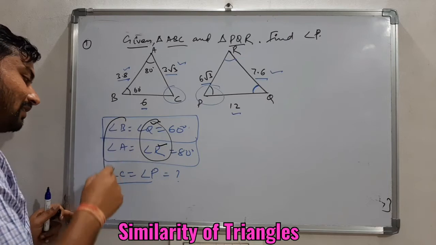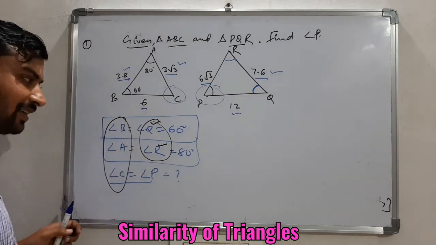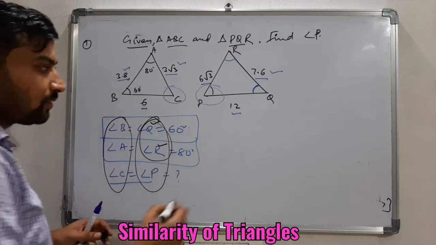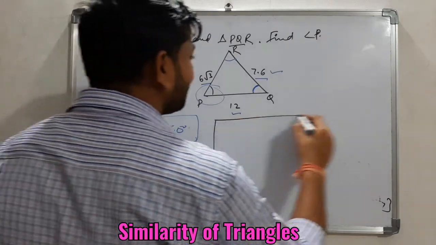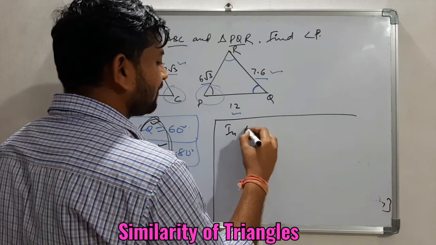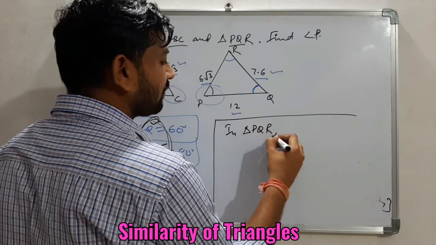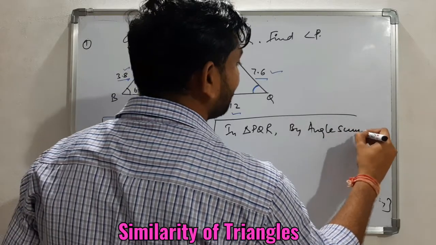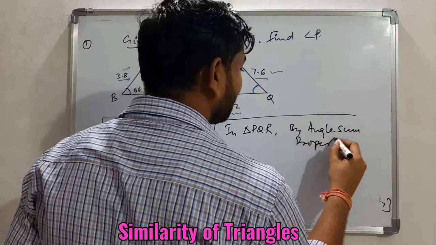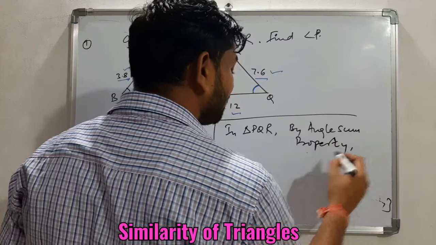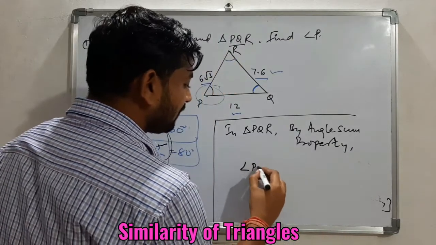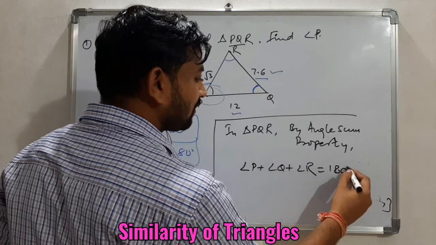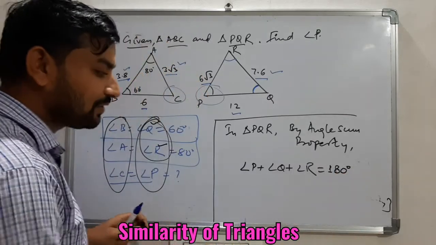Either we calculate angle C from these three angles, or we calculate angle P by using these two values. So we can directly write here, in triangle PQR, by angle sum property, we can apply angle sum property here. In triangle PQR, by angle sum property, angle P plus angle Q plus angle R, the sum of all angles of a triangle is 180 degrees.